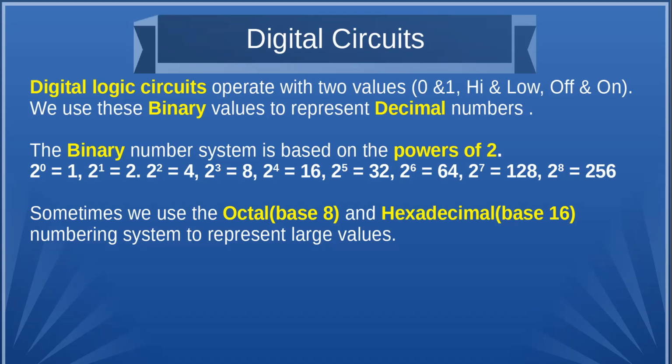So 2 to the 0th power is going to be equal to 1. 2 to the first power is 2. 2 to the second power is 4. On up the line, 2 to the 8th power is 256. Because when we get a whole lot of ones and zeros, it's a little confusing, we sometimes use octal base 8 or hexadecimal base 16 to represent the numbers, so it's a little easier to manipulate. You don't have all the ones and zeros.